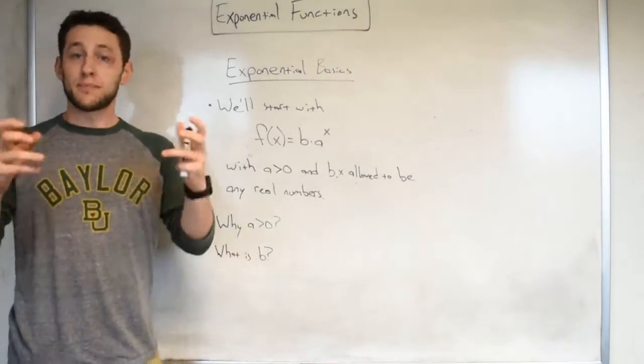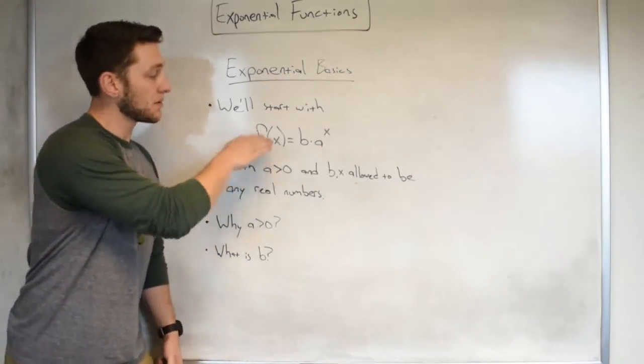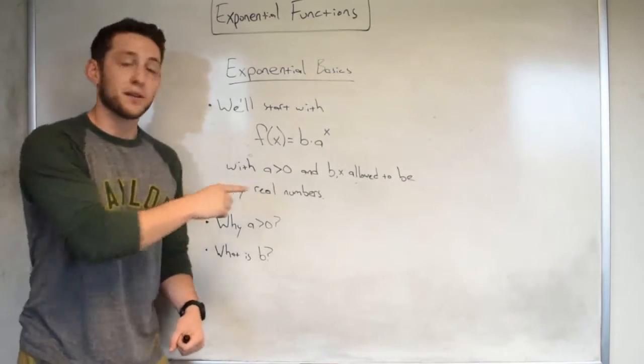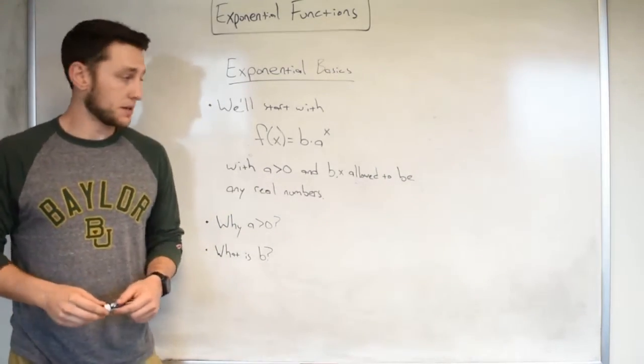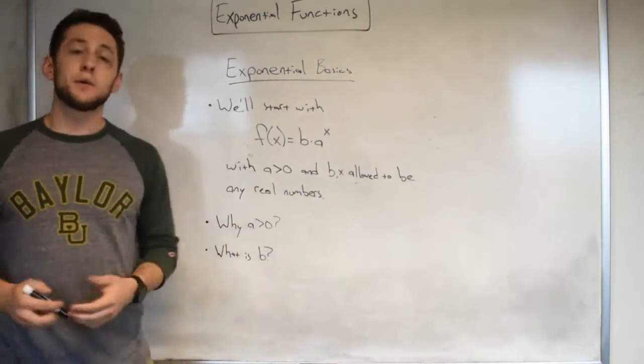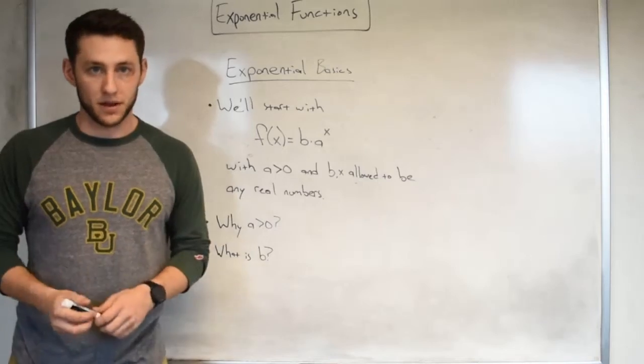So as an exponential basics, we'll start with f of x equals b times a to the x, where we are allowing a to be greater than 0, not less than or equal to 0, and b and x are allowed to be anything. Now, why do we want to consider when a is just greater than 0?